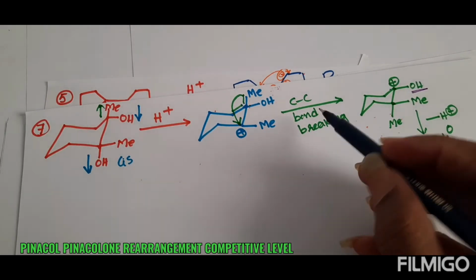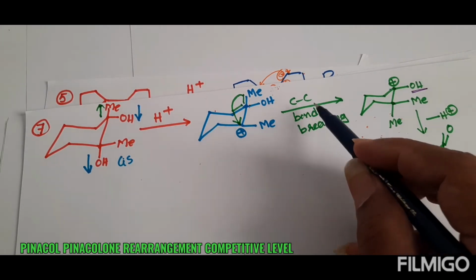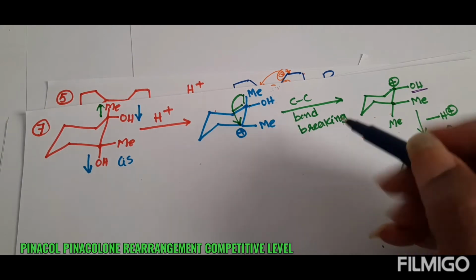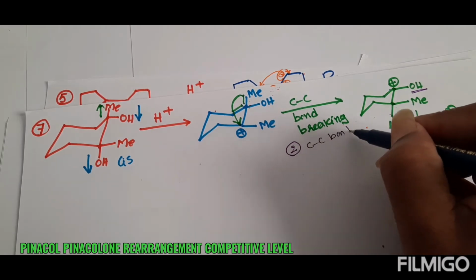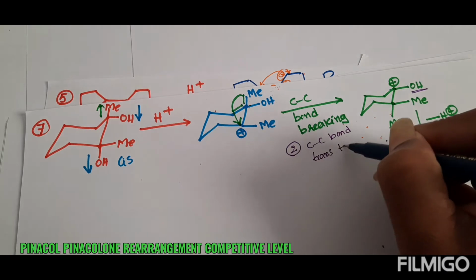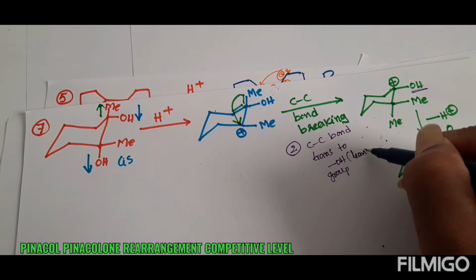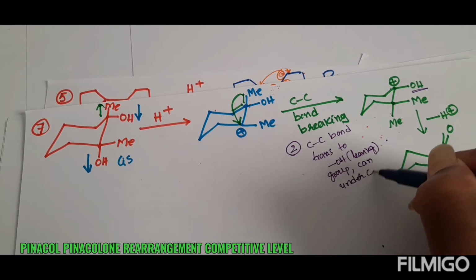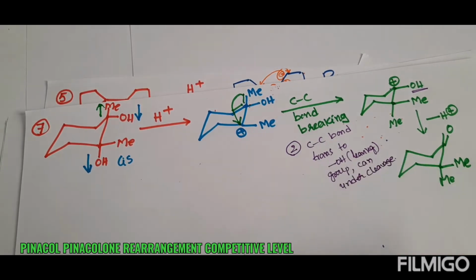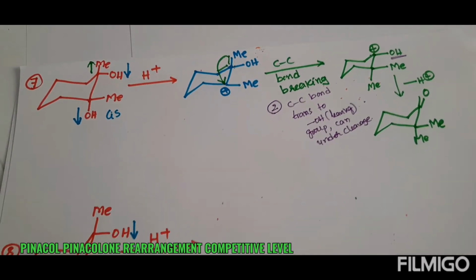The condition is, whenever the positive charge is developed on the ring, it undergoes C-C bond breaking. And the second condition is that the C-C bond trans to the OH group, OH group meaning the leaving group, can undergo cleavage. This is the clue point. This is the clue for the formation of the compound in the pinacol rearrangement.